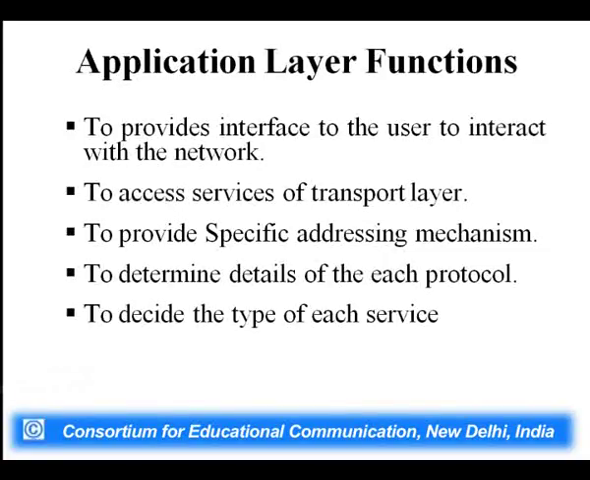And the second function is that it can only allow a user to interact with the network because it allows you to access the services of the transport layer. If you leave the user aside, the network is providing all kinds of services through the transport layer to a user. The transport layer accesses the services of the network layer, the network layer accesses the services of the data link layer, and the data link layer accesses the services of the physical layer. Therefore, the application layer has to access the services of the transport layer.